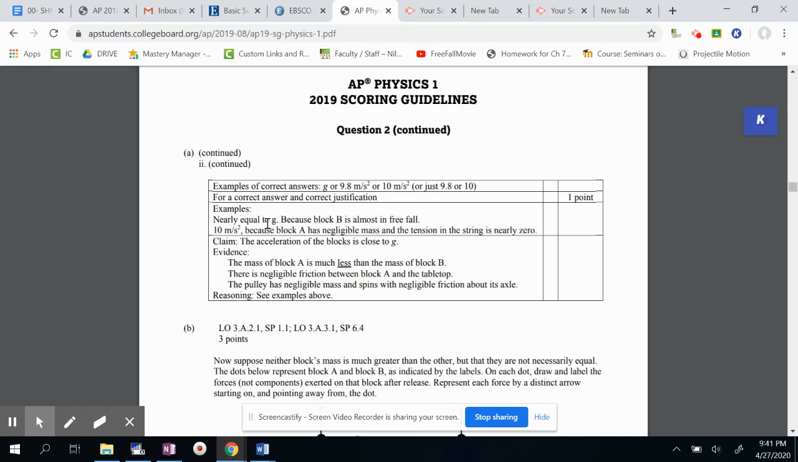Nearly equal to G because block B is almost in free fall. I said that. I didn't write it though. A has negligible mass and tension of string is nearly zero. We said that. That's great. Okay. Cool. I'm happy with that. That's great.